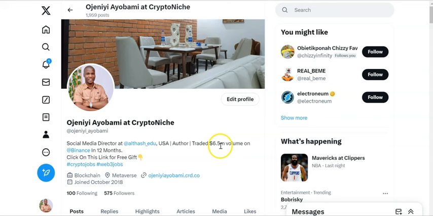Now, imagine that you are the one that referred me to Binance. How much commission do you think you're going to make? Let me pull out my calculation right now. Binance charges between 0.15 and 0.25% if you are trading on the platform.